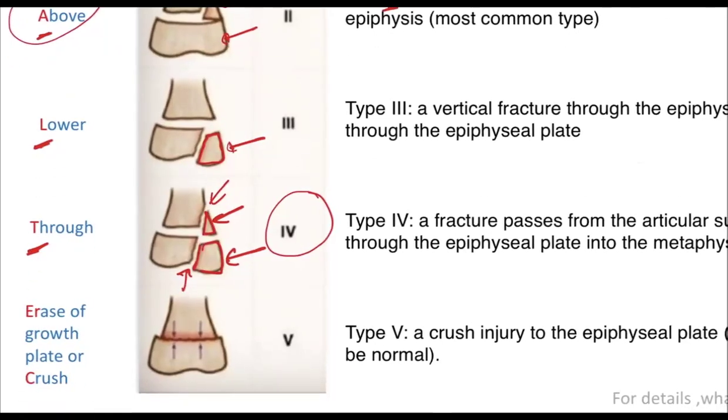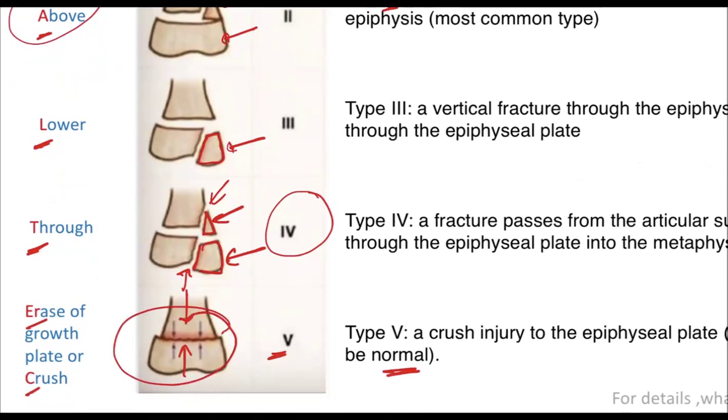Type 5 is R. In type 5, there is a crush. What has happened? One has gone upwards and the other has gone downwards. The metaphysis and epiphysis have crushed each other. There is erasure of the growth plate. So R, you can remember as crush or erasure of the growth plate. Again, this is difficult to pick up. The X-ray might appear normal.